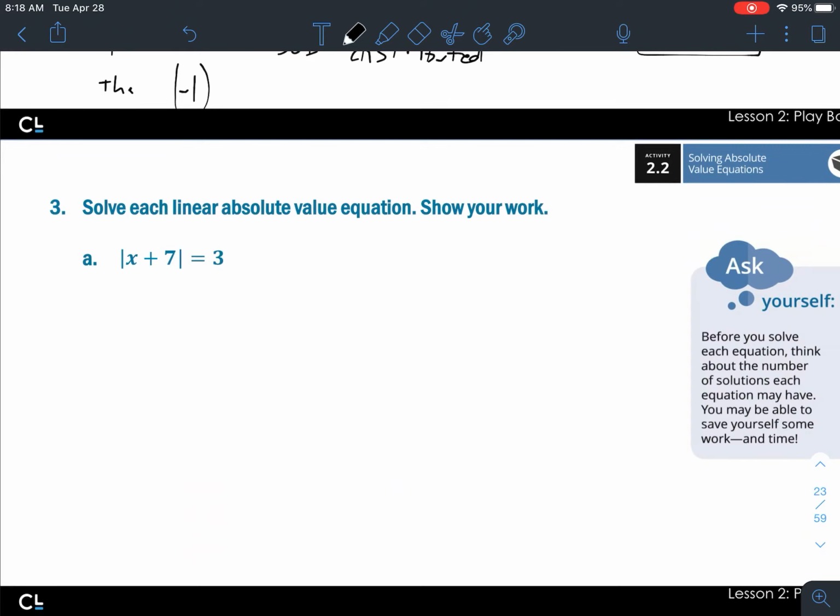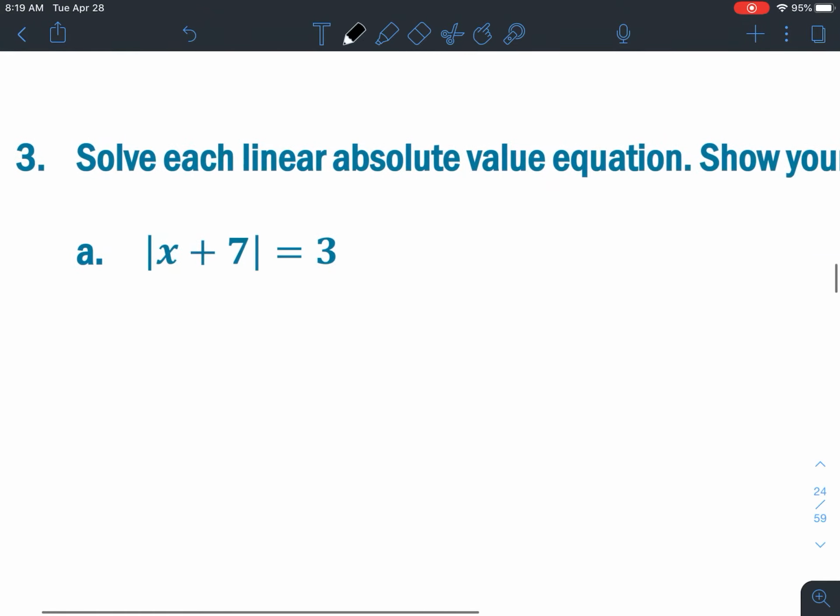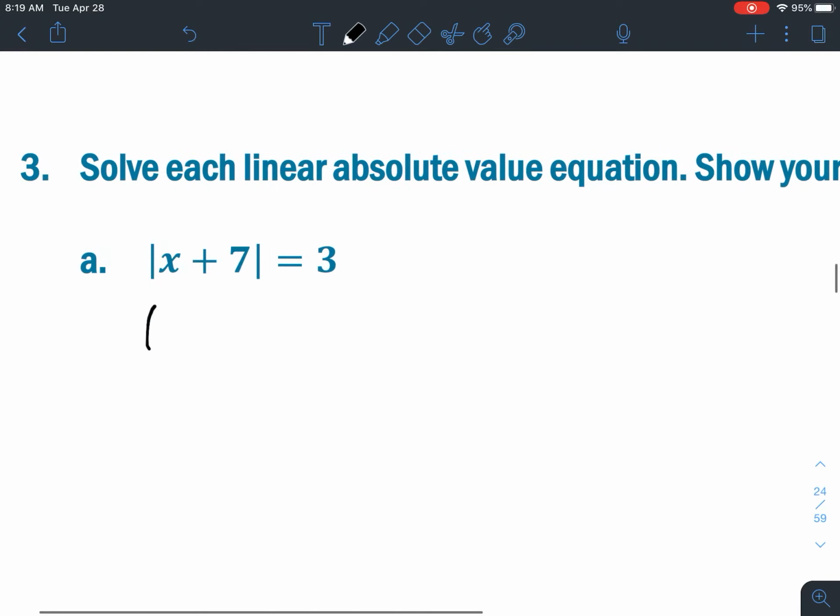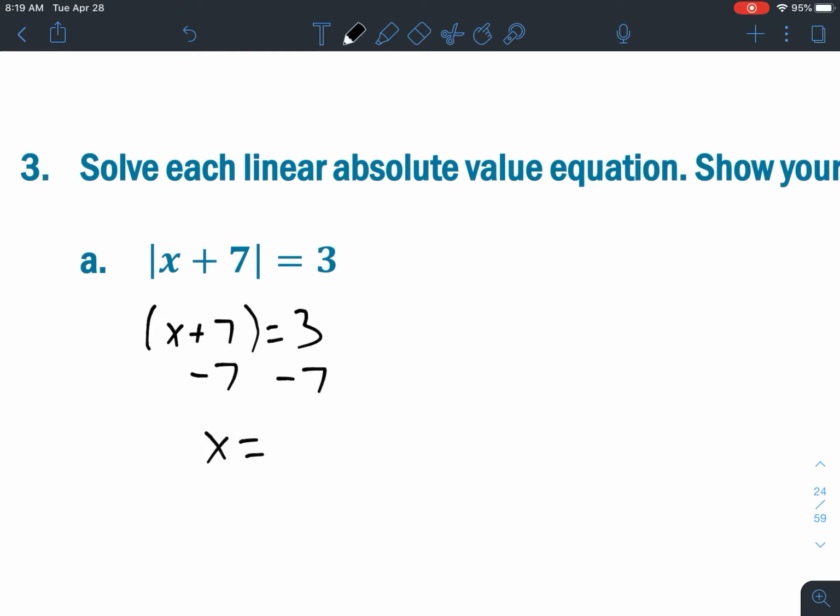Solve each linear absolute value equation. Show your work. Okay, so for this one, we're going to look at 3a. So we know this, okay? So if we look at this, we end up changing it to be x plus 7 is equal to 3. We minus 7 on each side. x is equal to negative 4. That's one answer.